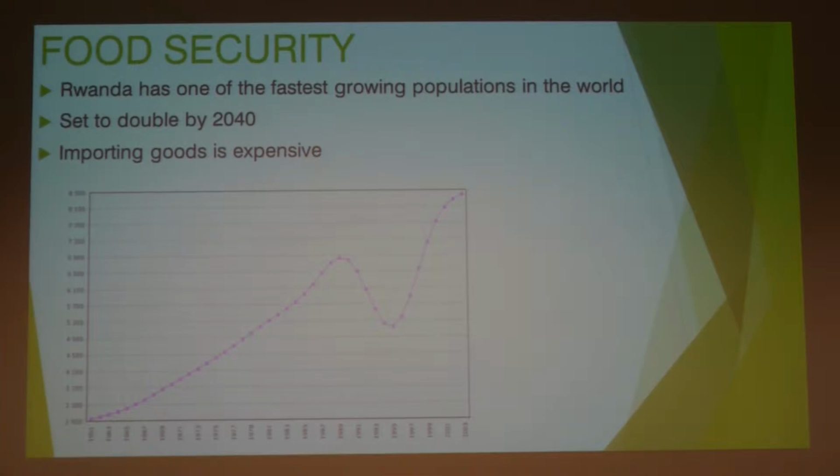And the next one is the one I focused on, food security. Rwanda currently has one of the fastest growing populations in the world. In fact, its population is set to double by 2040. And on top of that, importing goods is expensive due to a lack of any sort of national transit system, whether it be highways or rail. There's nothing concrete set up. And this is doubled over by the fact that it's also landlocked.